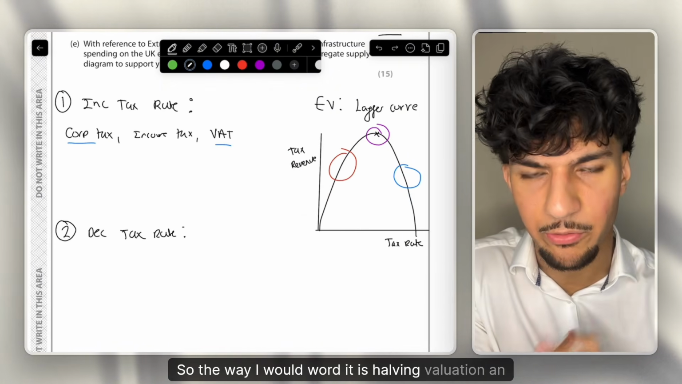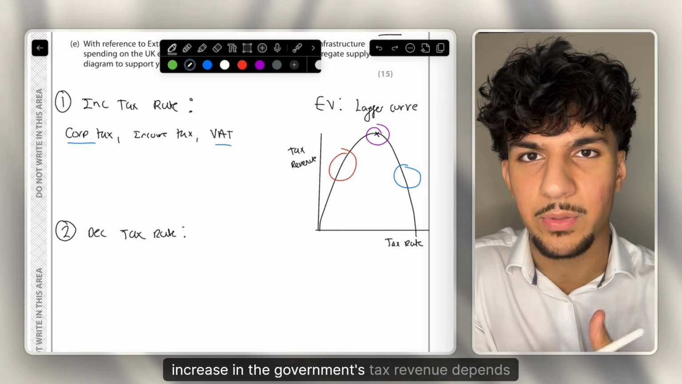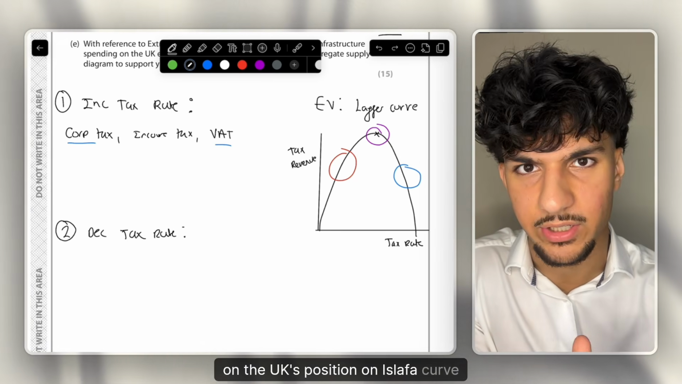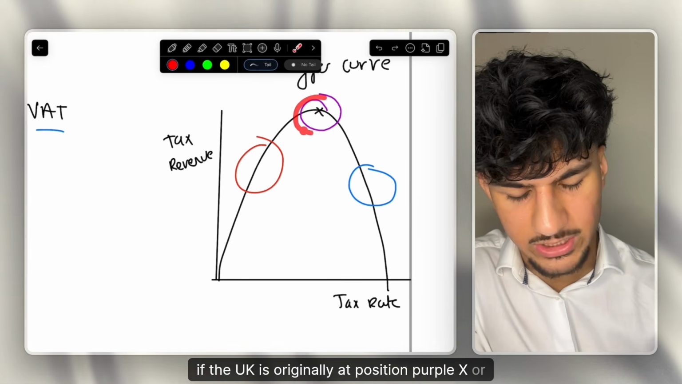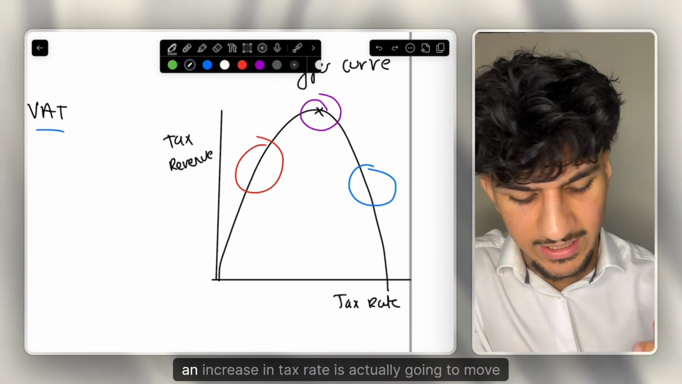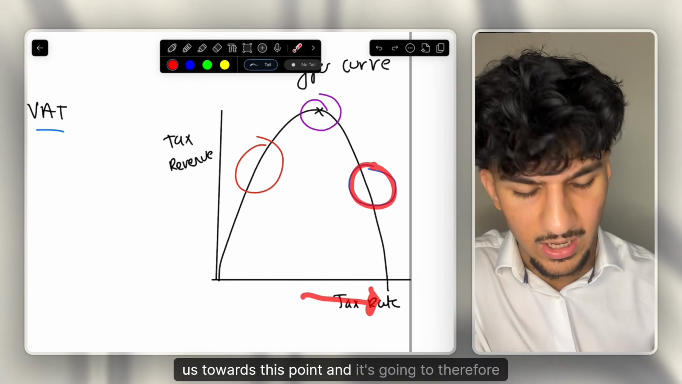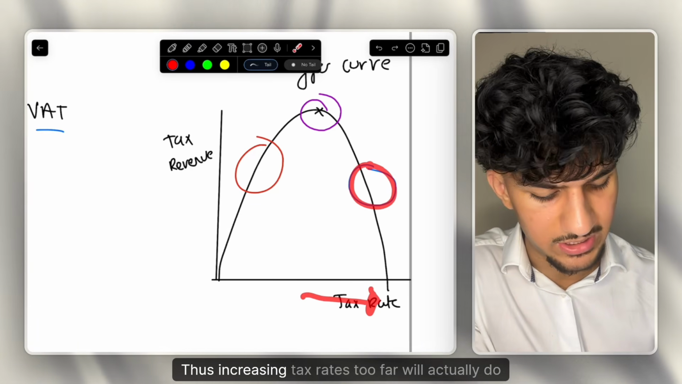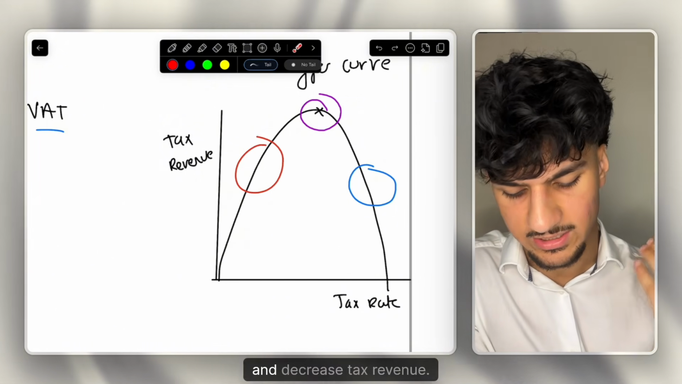So the way I would word it is, however, in evaluation, an increase in corporation tax, increase in the government's tax revenue depends on the UK's position on its Laffer curve. As if the UK is originally at position purple, X, or whatever you want to call it, an increase in tax rate is actually going to move us towards this point, and it's going to therefore lead to a decrease in tax revenue. Thus, increasing tax rates too far will actually have the opposite effect and decrease tax revenue.